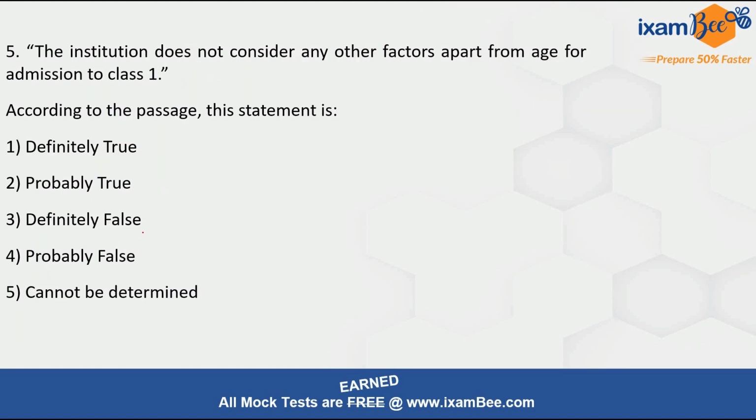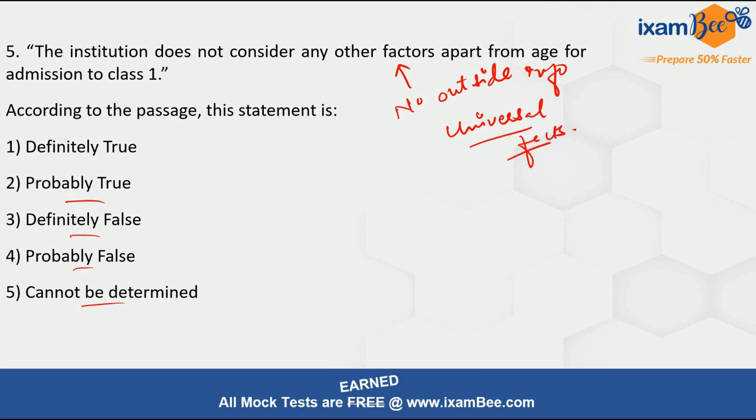Okay. The next question says the institution does not consider any other factors apart from age for admission to class 1, right? So this is a statement and we have to see if it is definitely true, probably true, definitely false, probably false, and cannot be determined. Right. So now, firstly, we all know in these kind of questions, we can only use the information given in the passage, no outside information apart from the universal facts. Okay, there are some universal facts. If it was written here that sun rises in the east, we will use that fact, right?